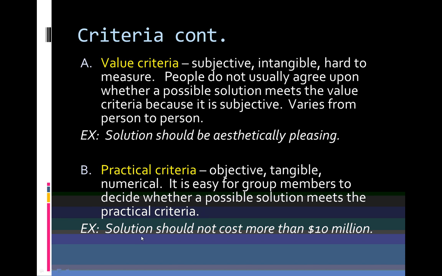For our traffic issue, the practical criteria would be the solution should not cost more than $10 million. If somebody comes up and says they want to build a tollway and it's going to cost $15 million, then the whole group can easily decide, no, 15 million is more than 10 million, so we cannot use that possible solution.